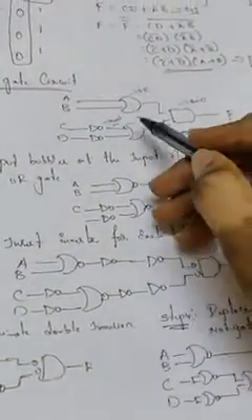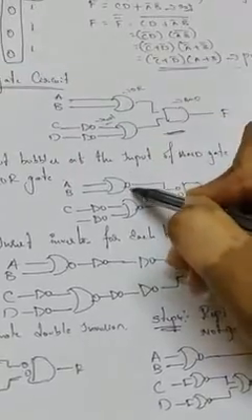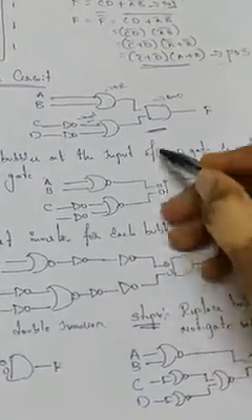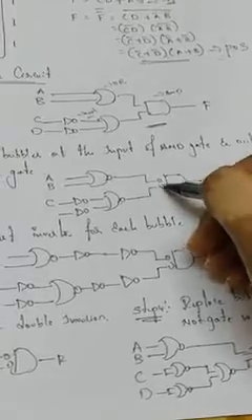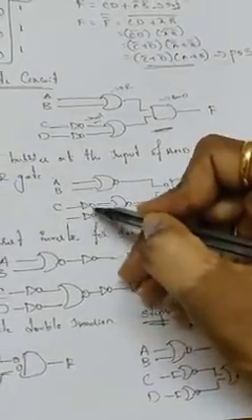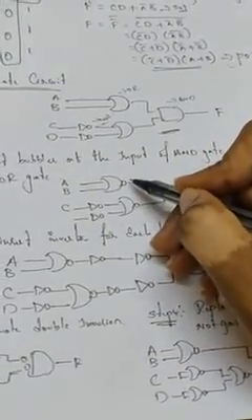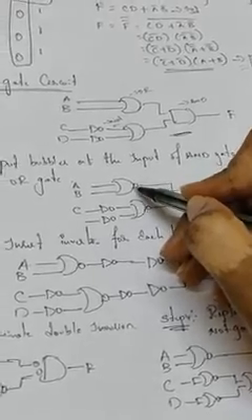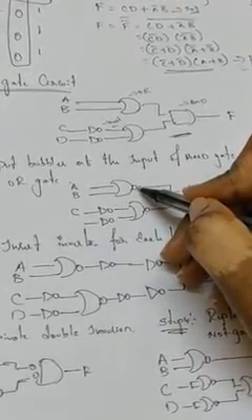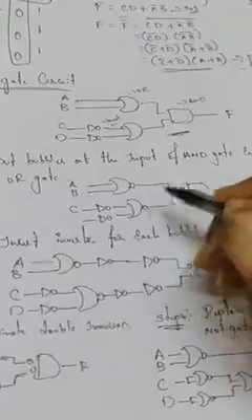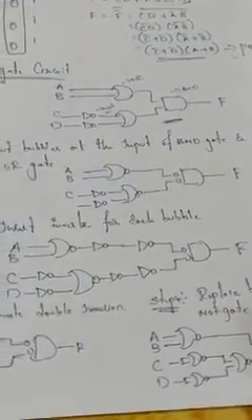So I just added bubbles for the output of the OR gate and the inputs of the AND gate. So don't do anything with respect to these NOT gates, okay. You are supposed to make changes with respect to the AND gate and OR gate. Output of the OR gate, inputs of the AND gate. That's it. This is the first step.